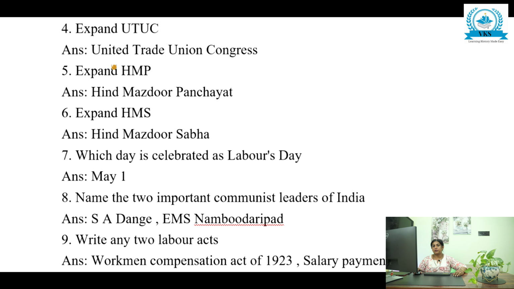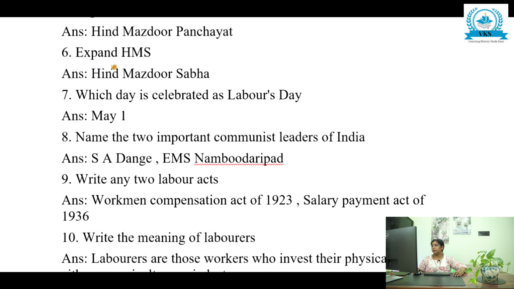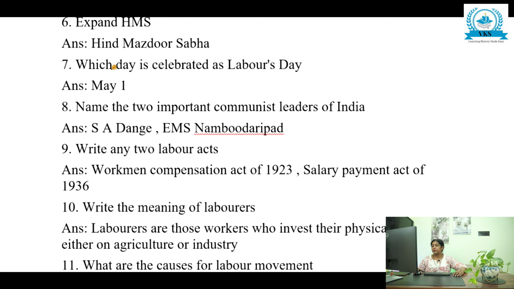Which day is celebrated as Labour's Day? May 1st. Name the two important communist leaders of India: S.A. Dange and E.M.S. Namboodiripad. Write any two labour acts: Workmen Compensation Act of 1923, Salary Payment Act of 1936. Any act which I have explained you can write in this.